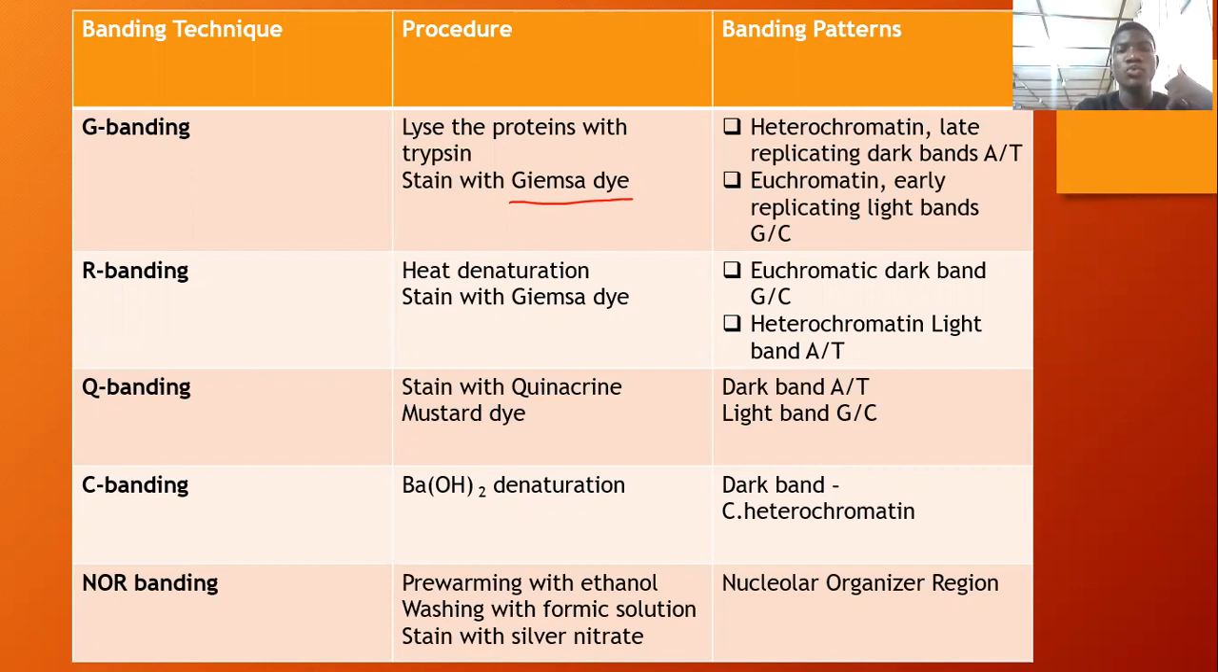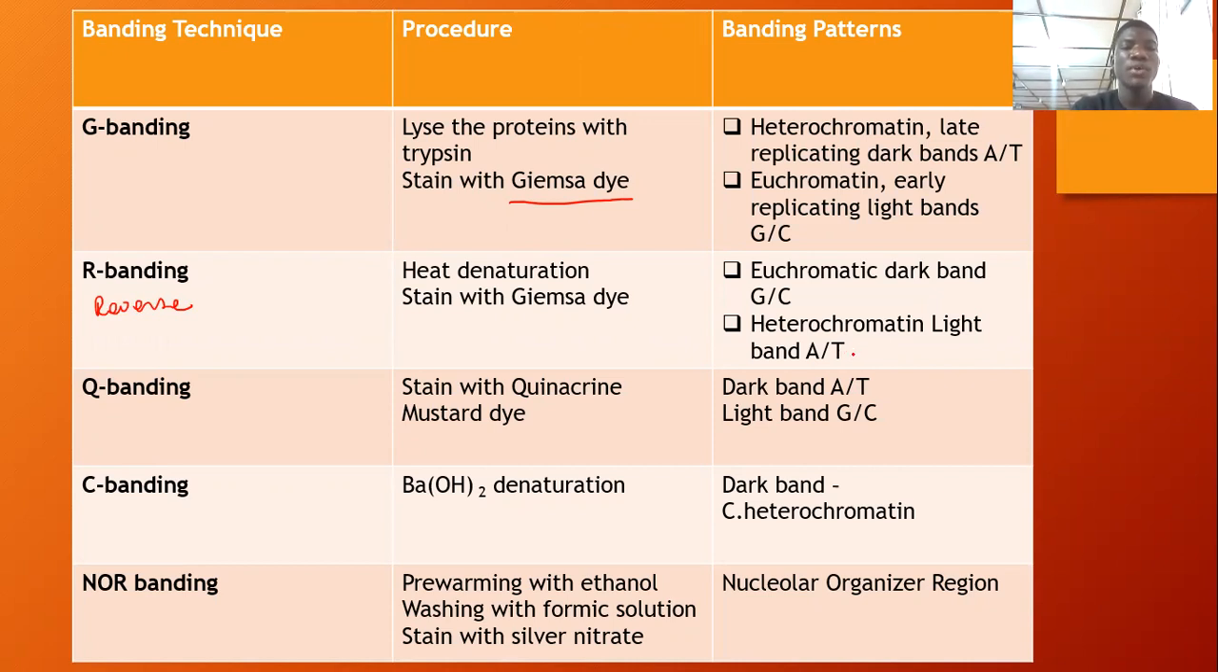And then we also have your R banding. In R banding, you do heat denaturation and then you stain with Giemsa dye. It is the reverse of your Giemsa staining or G banding. That is why we say R for the reverse of the G. So this is a reverse banding. And because it's a reverse banding, the euchromatin, rich in guanine and cytosine, would represent the dark band, and then the heterochromatin, rich in adenine and thymine, would be for the light band.